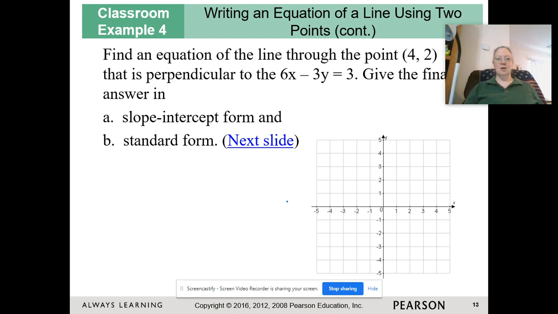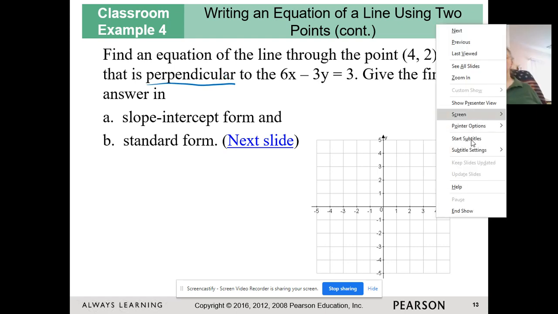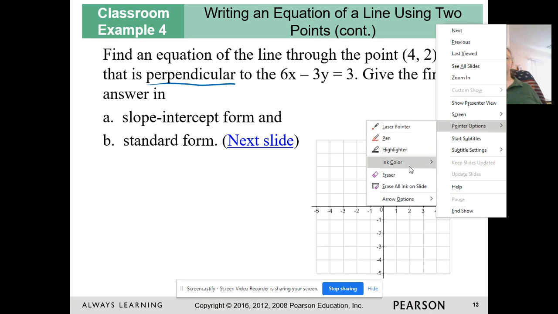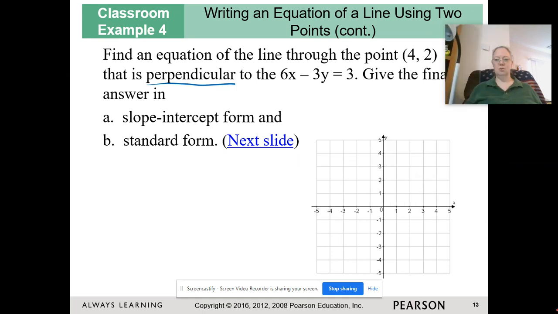Okay. This time, we want to be perpendicular. All right, so let me change back to, let's go back to red. Okay. So, again, we're going to use the fact that our lines are perpendicular to find the slope for the line that we're looking for. So we're going to subtract our 6x. -3y is equal to -6x plus 3.